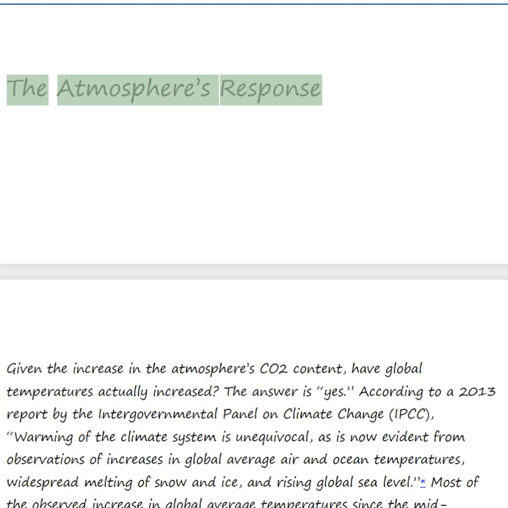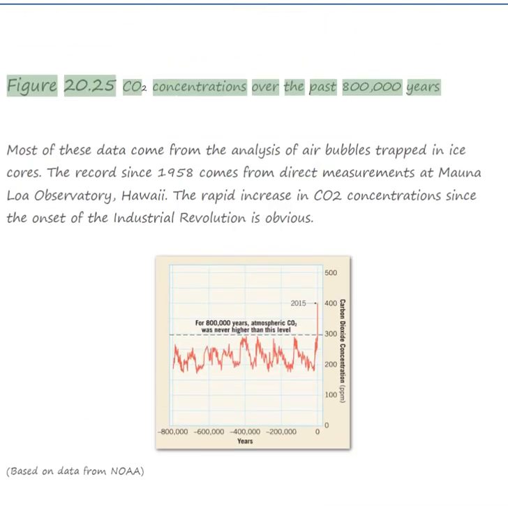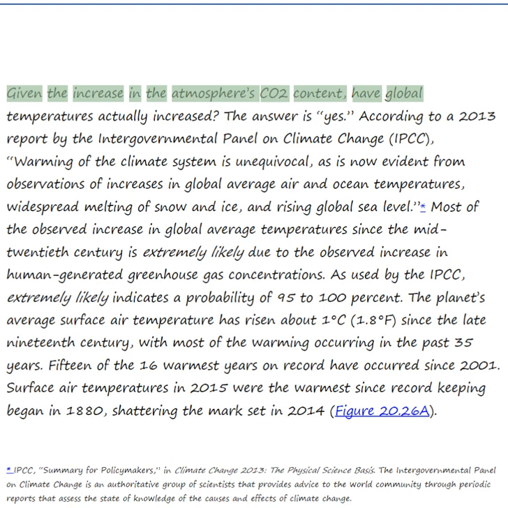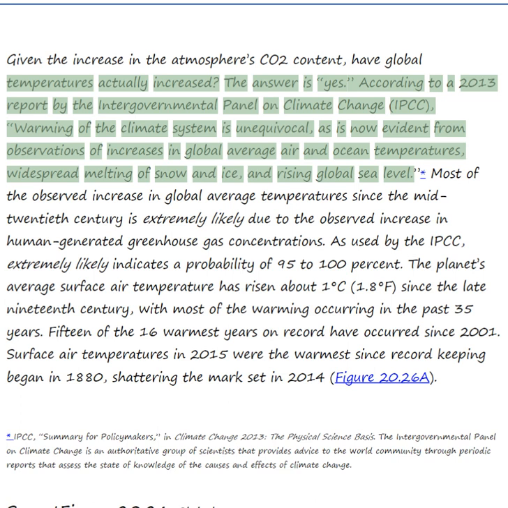The atmosphere's response. Given the increase in the atmosphere's CO2 content, have global temperatures actually increased? The answer is yes. According to a 2013 report by the Intergovernmental Panel on Climate Change, warming of the climate system is unequivocal, as is now evident from observations of increases in global average air and ocean temperatures, widespread melting of snow and ice, and rising global sea level.